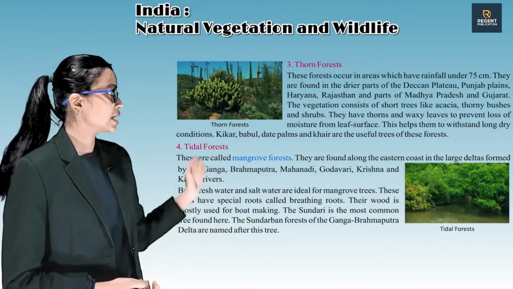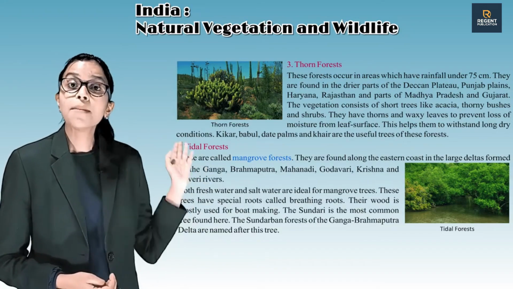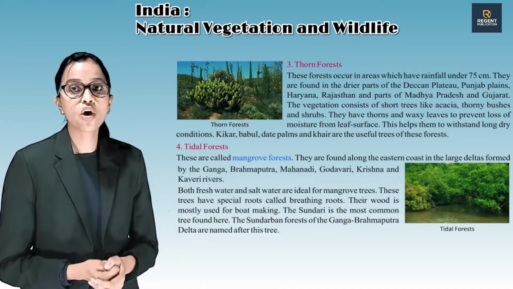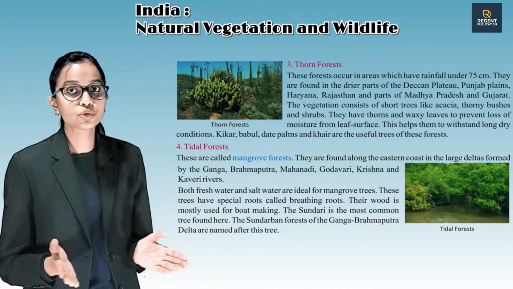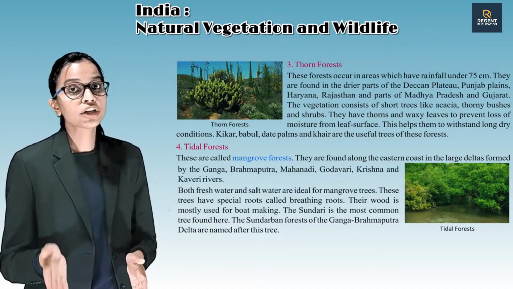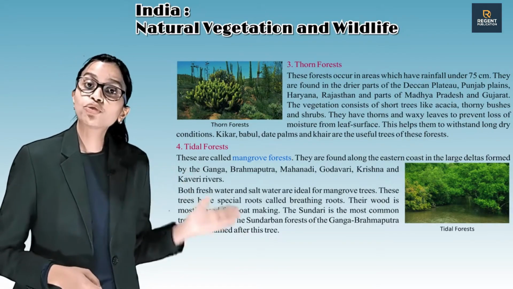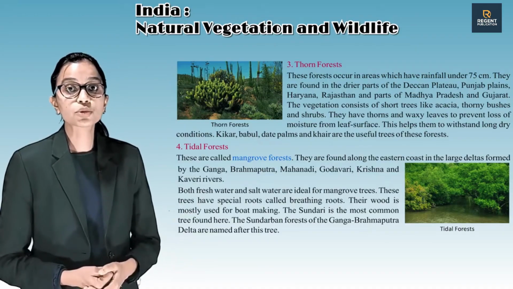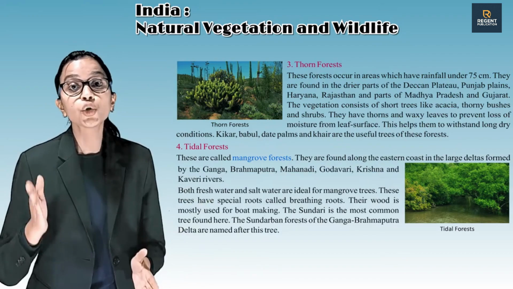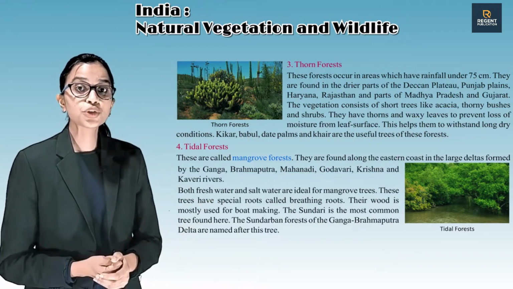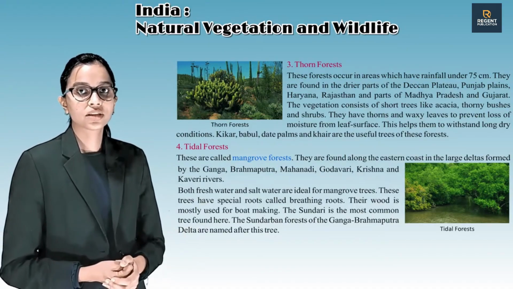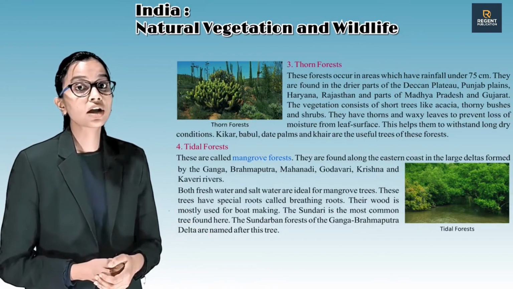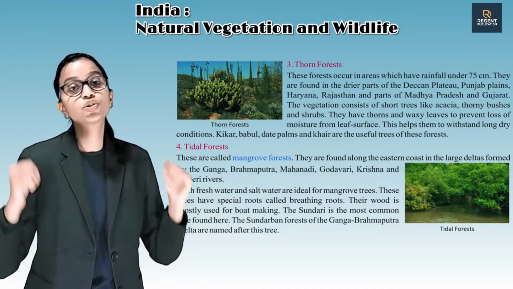The fourth one is tidal forest. These are called mangrove forests. They are found along the eastern coast in the large deltas formed by the Ganga, Brahmaputra, Mahanadi, Godavari, Krishna and Kaveri rivers. Both fresh water and salt water are ideal for mangrove trees. These trees have special roots called breathing roots. Their wood is mostly used for boat making. The Sundari is the most common tree found here. The Sundarban forests of the Ganga-Brahmaputra delta are named after this tree.